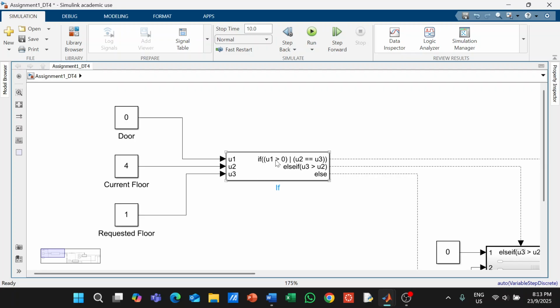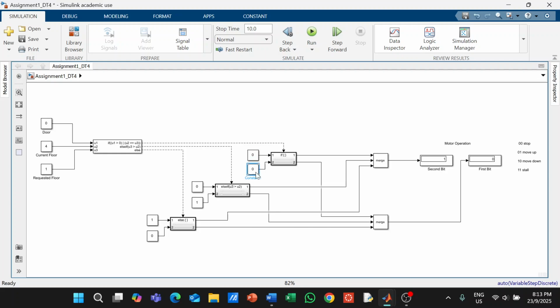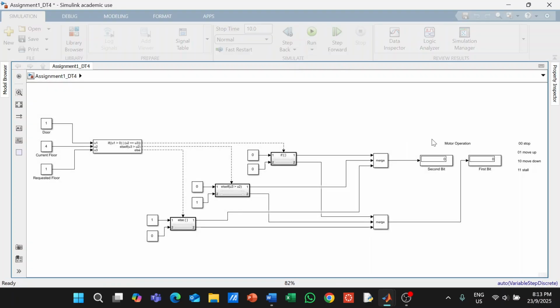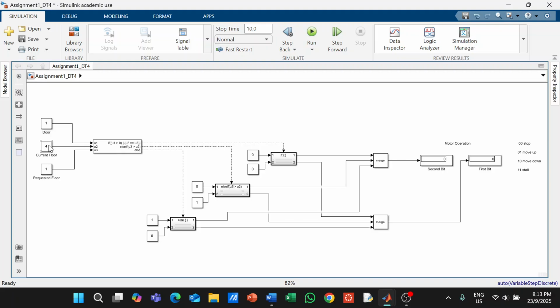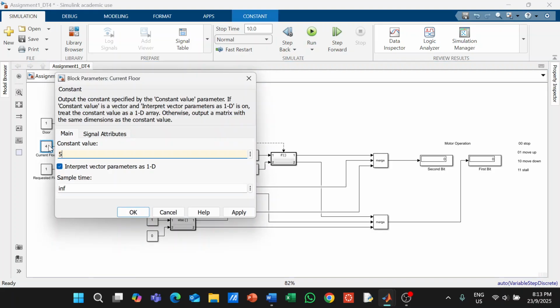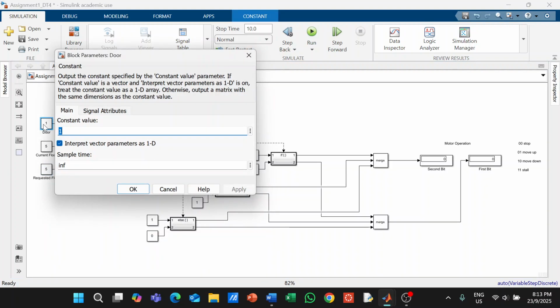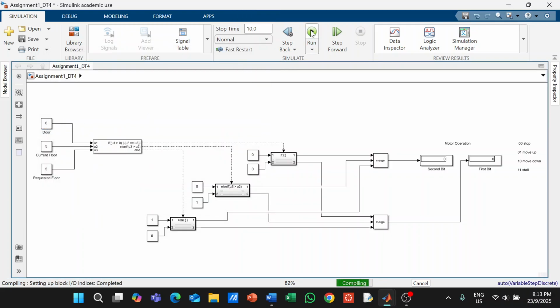The first statement: if the door is greater than 0, meaning the door is open, or the current floor is equal to the requested floor, the motor will stop, 0, 0. For example, if the door is open, it will get 0, 0. And if the floor number is the same, even if the door is closed, I will get 0, 0.